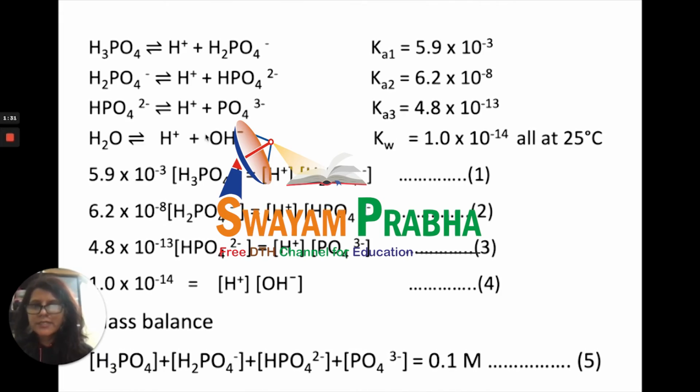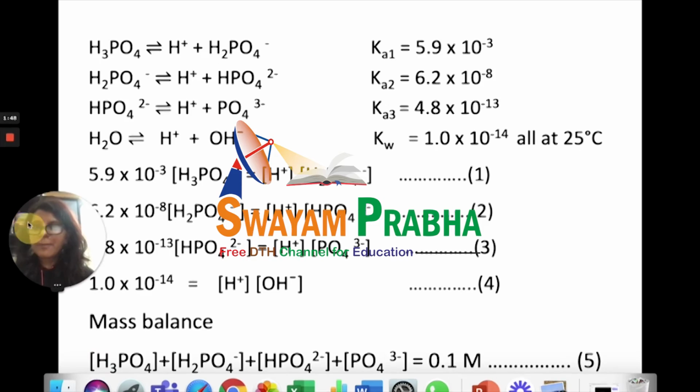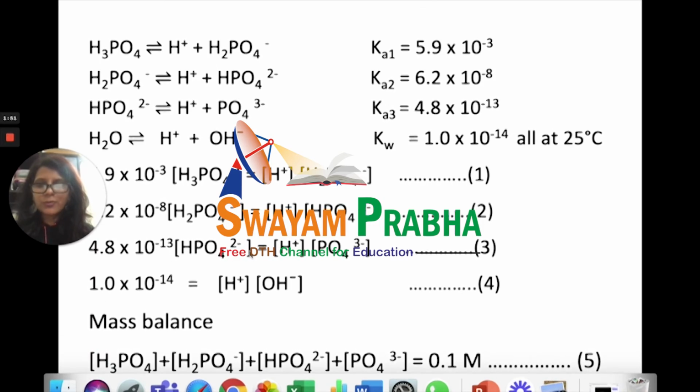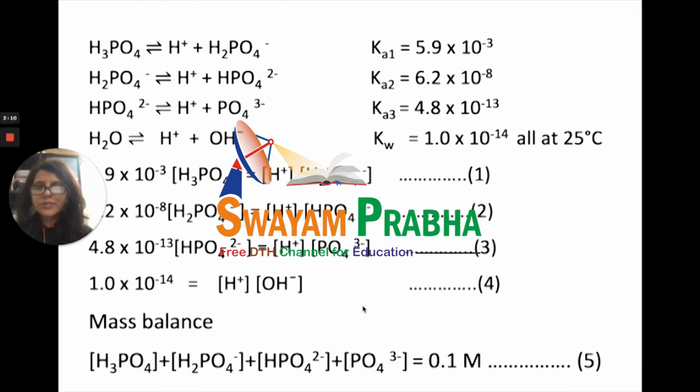In the second step, you have Ka2. So we just rearrange and we write 6.2 into 10 to the power minus 8 H2PO4 minus is equal to H plus into HPO4 2 minus. From the third step, we write 4.8 into 10 to the power minus 13 into HPO4 2 minus is equal to H plus into PO4 3 minus. And in the fourth step, that is the Kw that we have taken, because it's an aqueous solution, 1 into 10 to the power minus 14 is equal to H plus into OH minus. So we've got these expressions from the equilibrium constants or the dissociation constants.